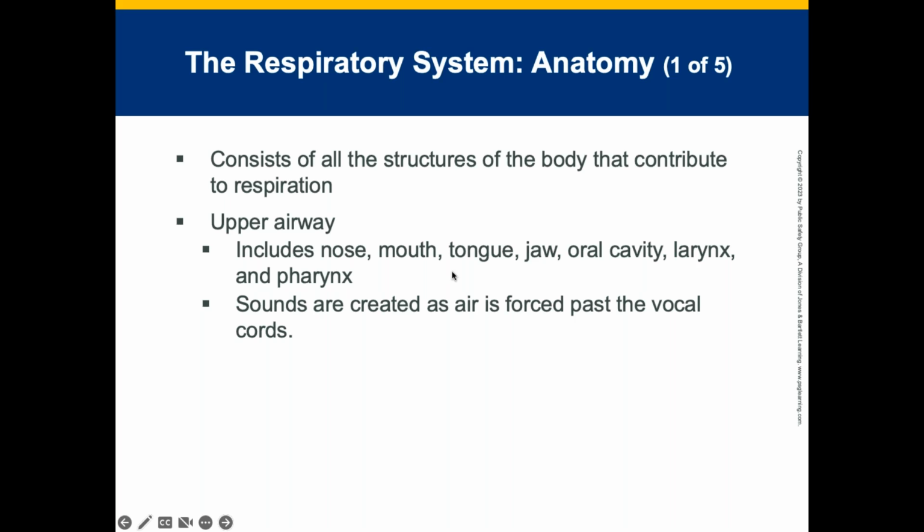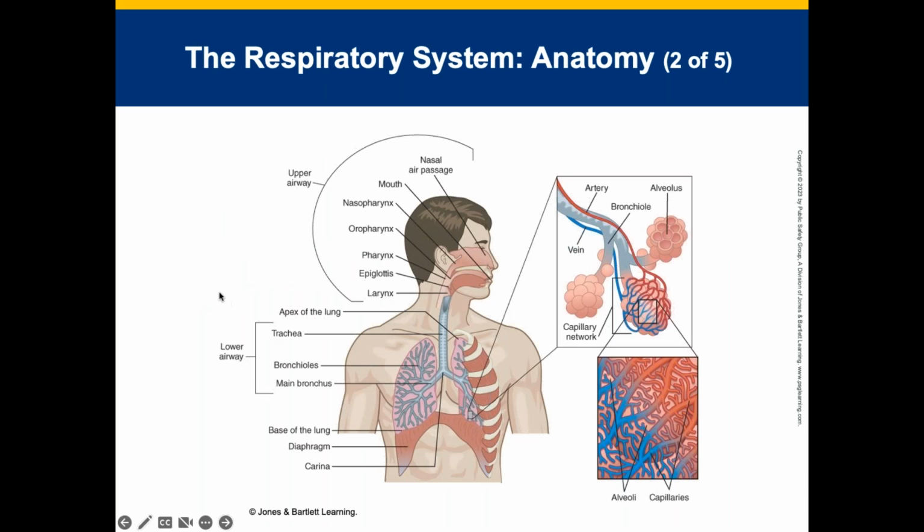Includes the nose, mouth, tongue, jaw, oral cavity, larynx, and pharynx. Sounds are created as air is forced past the vocal cords, which creates sound and words. The tongue is attached to the mandible and hyoid bone, okay, located up in here. The palate forms the roof of the mouth and separates the oropharynx and nasopharynx, right? Naso and oropharynx located down here, located in the pharynx, which is this area right here, right?